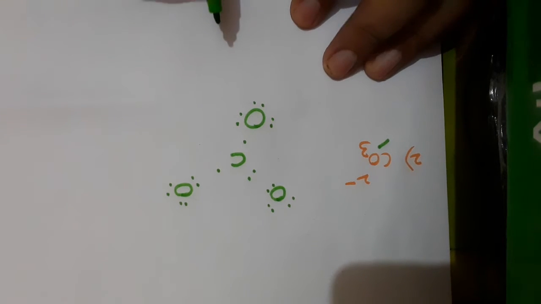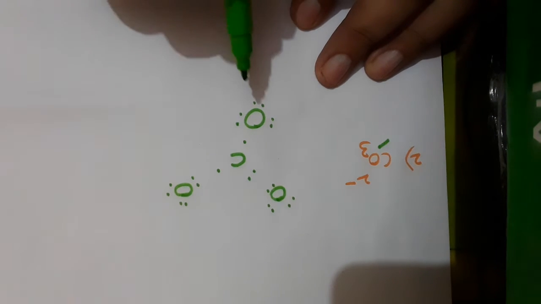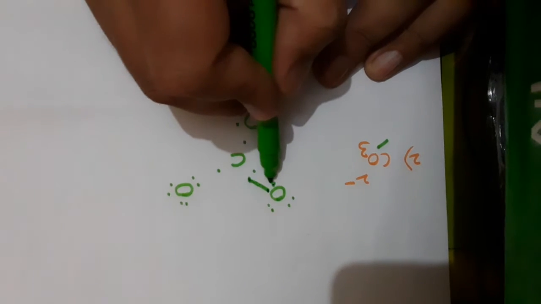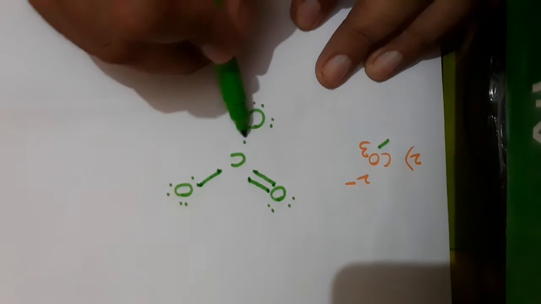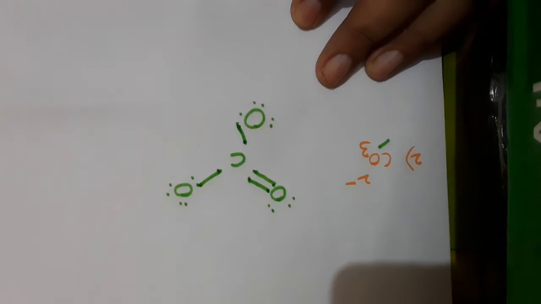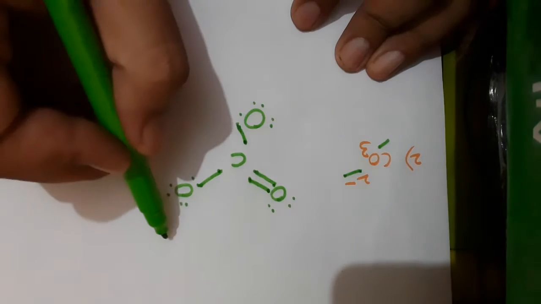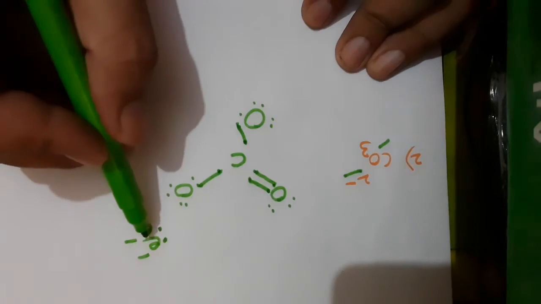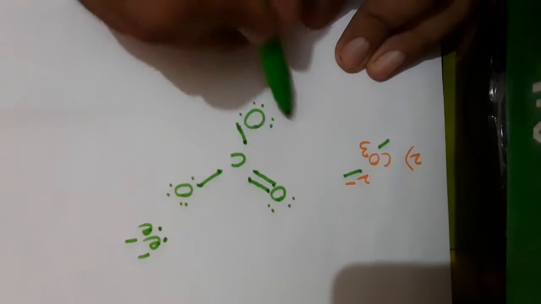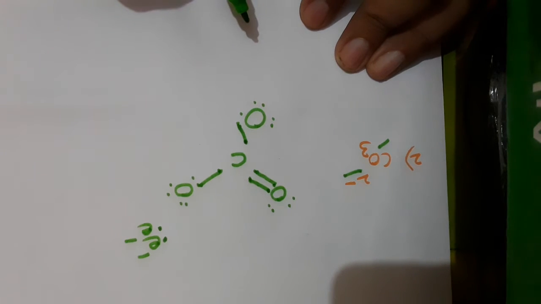Again, we are going to draw a double bond with any one of the oxygens, like this one, and another oxygen with a single bond. You have to see that 2 electrons are still left, because it's 2 minus. That means I have 2 electrons to put in this structure, which I will put later on. Now I will check whether the octet has been completed or not.